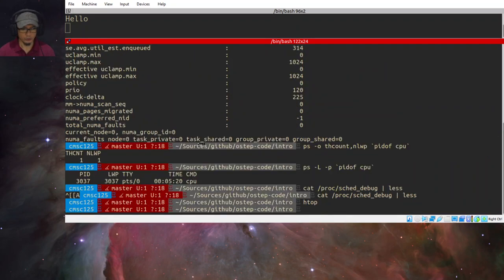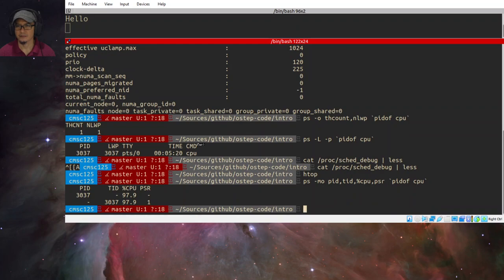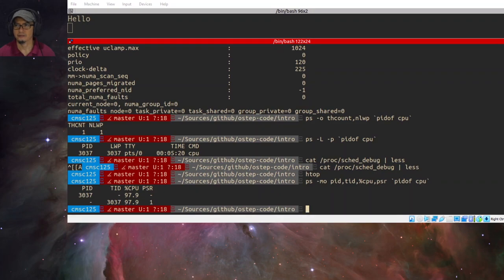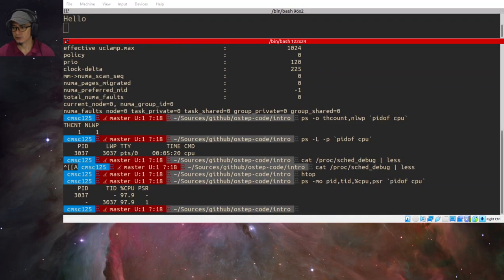So to be able to know which core a process is running on, TID is the thread ID, and then CPU. You can use the PSR field, and then you will notice that it is running on processor 1.